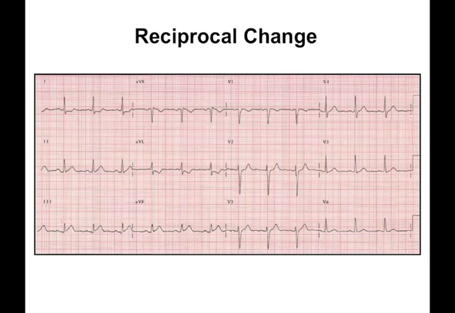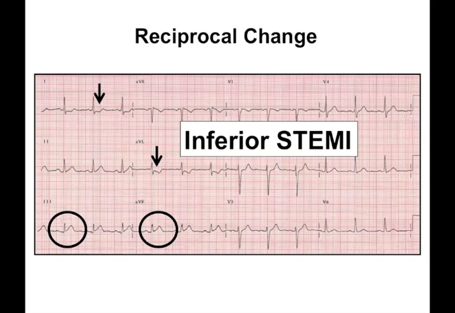Here's a very subtle inferior STEMI with minimal elevation in leads 3 and AVF. The presence of this very subtle ST depression in leads 1 and AVL, which is reciprocal change, tells us again to a very high degree of certainty that the ST elevation in leads 3 and AVF are in fact due to an inferior wall STEMI.